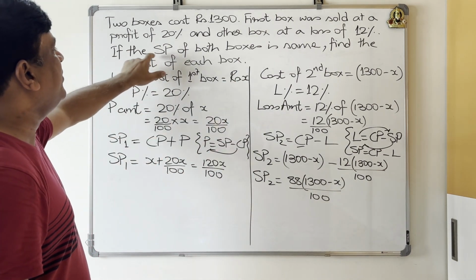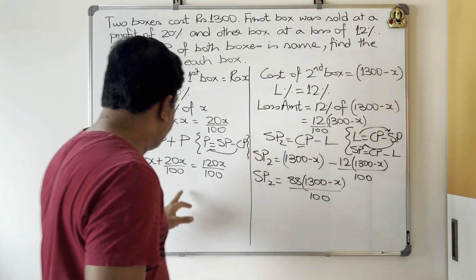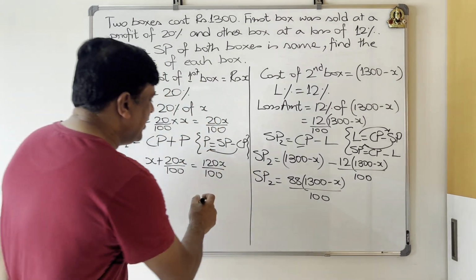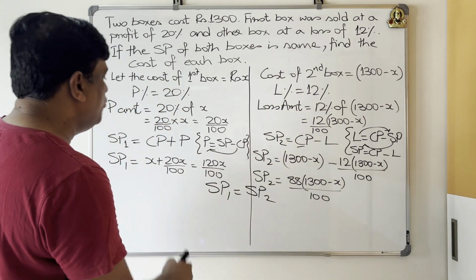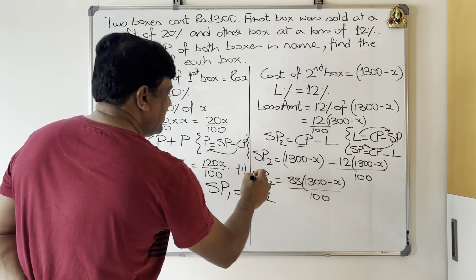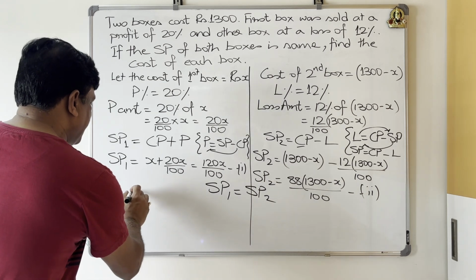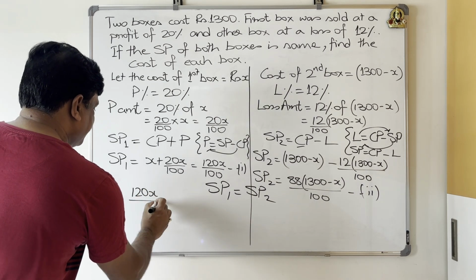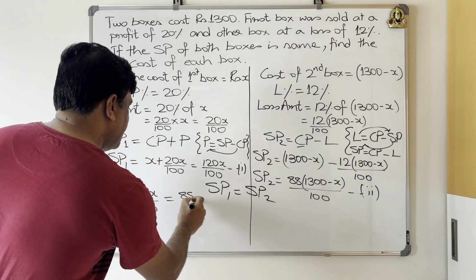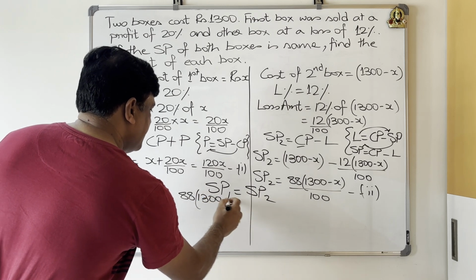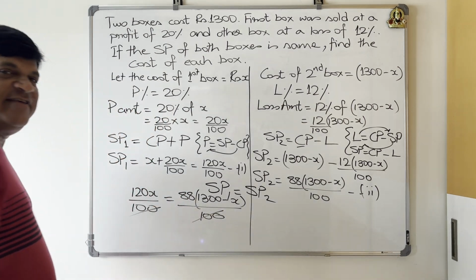Now as per the condition in the problem, the selling price of both boxes is the same. So what you need to do? You need to equate SP1 is equal to SP2. If you do that, what happens? What is your first SP here? And this is number 2. So your SP1 was 120x by 100 is equal to, what was your SP2? It is 88 times 1300 minus x divided by 100. Look at it, so this 100 gets cancelled out.